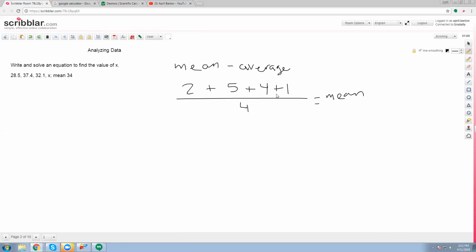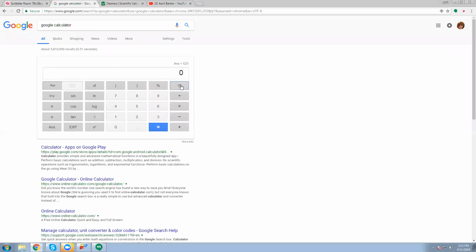So let's put this into a calculator. With a fraction, you do have to do the top part separate. So 2 plus 5 plus 4 plus 1. You don't want to just hit divide at this point. You want to hit equals and get that number and then divide by the 4.